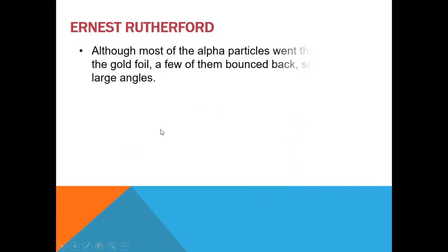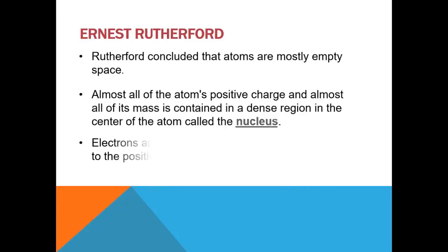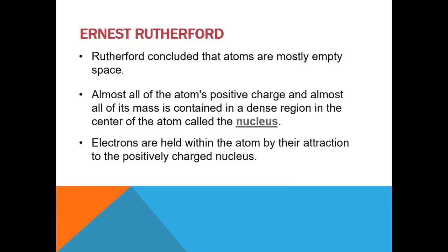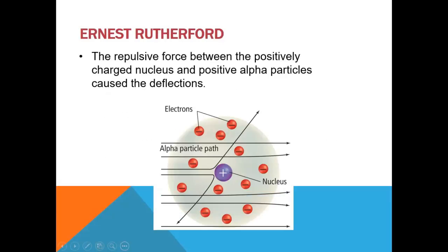But what actually happened? This is just an overview of his experiment. Oopsies, let me go back. I'm going to go to the next slide. Okay, here we go. What actually happened is that when he shot these alpha particles through, some of them deflected, and some deflected straight back. But the majority of the alpha particles went through, some not completely straight through again.